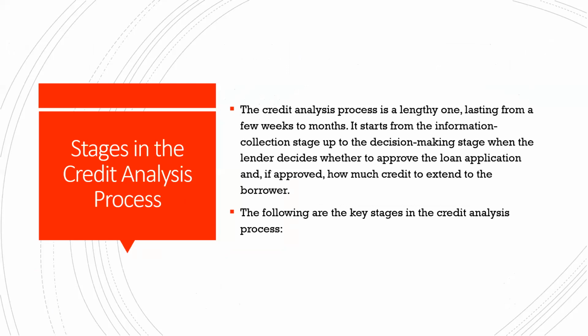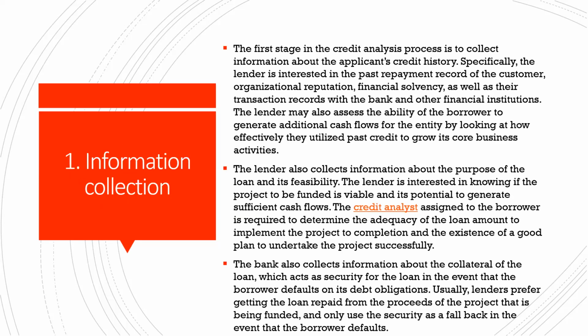Okay, so I told you in the last class the process of credit analysis is quite easy. It starts from the loan application, then the evaluation, analysis, and the last one is approval or rejection. So the first step is information collection. Here we collect the information regarding the applicant's credit history. Specifically, the lender is interested in the past repayment records.